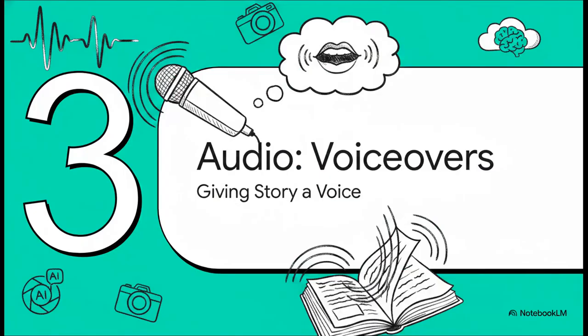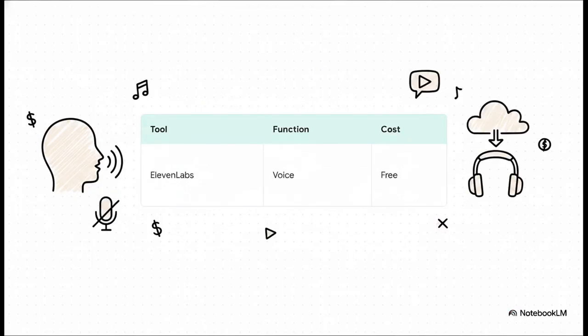Section 3. Audio tools, cinematic voiceovers, giving your story a voice. Now, what's really interesting about bringing this script to life is a tool called 11 Labs. This text-to-speech platform lets you generate a professional, insanely human-sounding voiceover in seconds. You don't need a fancy studio microphone or expensive recording gear. It's incredibly powerful and, you guessed it, free to start.